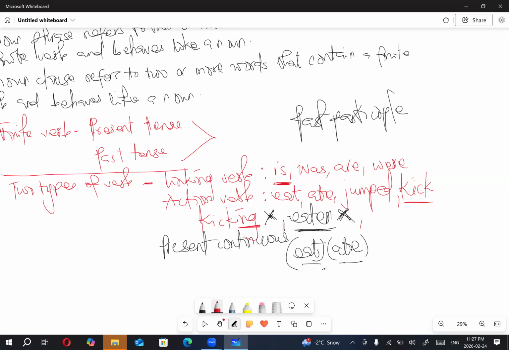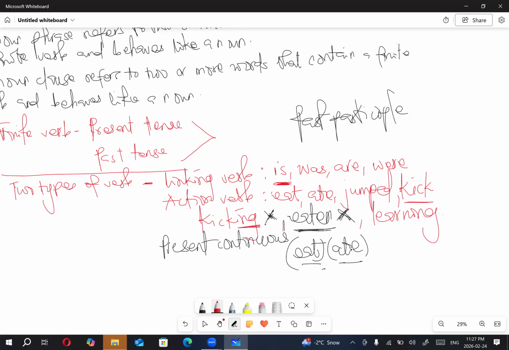Okay, so let's look at the verb learning. So learning is coming from the verb to learn. So if it was learn, it's present. The verb is conjugated from its present, right? The word learning is not present or past.